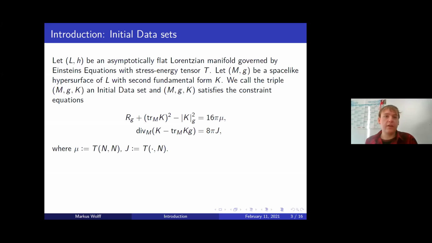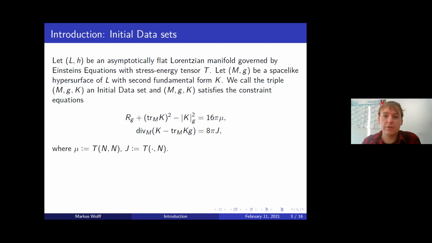So let's start with the introduction of initial data sets. We consider an asymptotically flat Lorentzian manifold governed by Einstein's equation with stress energy tensor T. Here, asymptotically flat means that outside of a spatially compact set, we consider our Lorentzian manifold to look roughly like Minkowski space. Inside such a Lorentzian manifold, we consider a spacelike hypersurface (M, g) with second fundamental form K. We call such a triple (M, g, K) an initial data set.